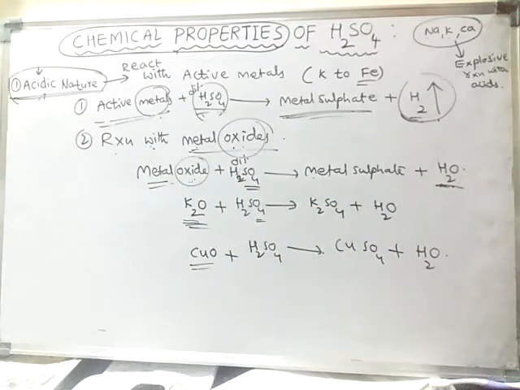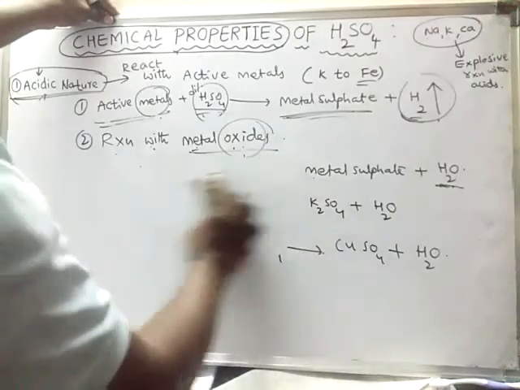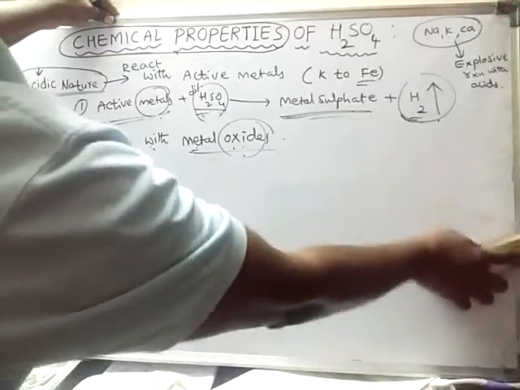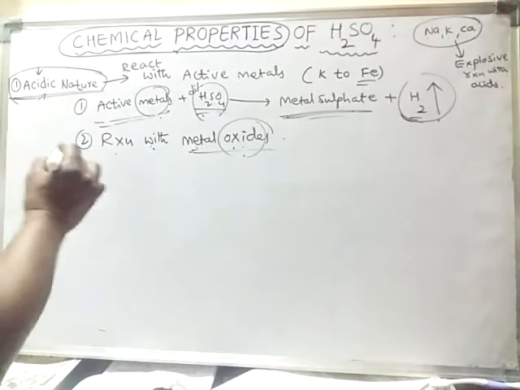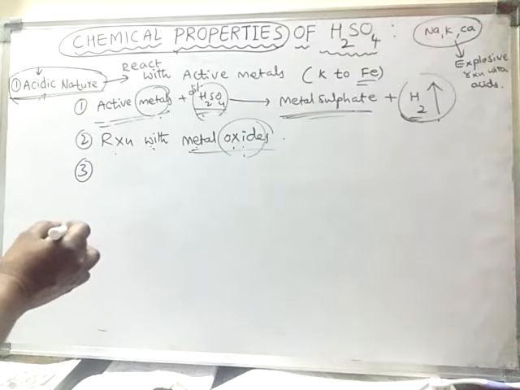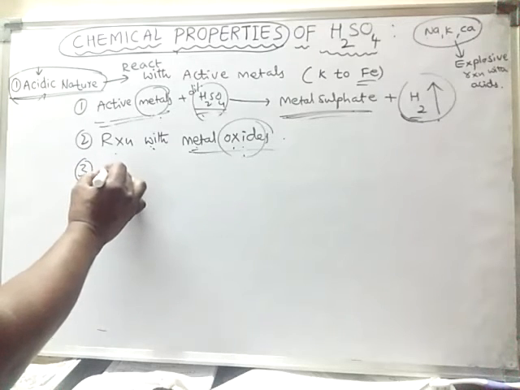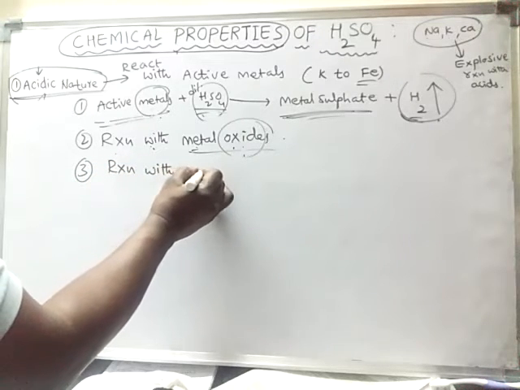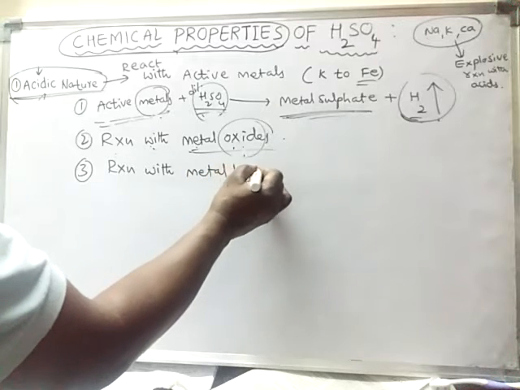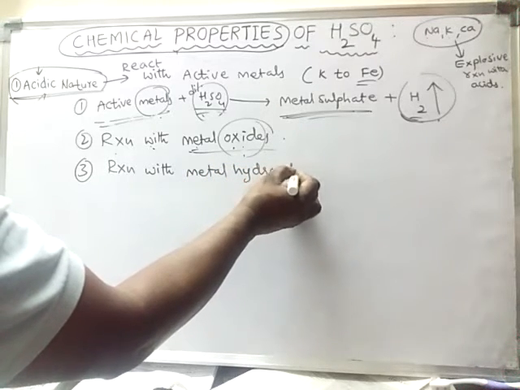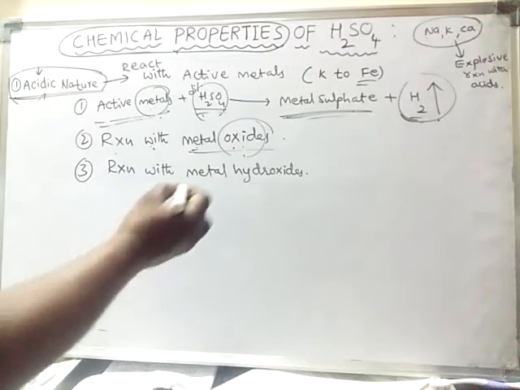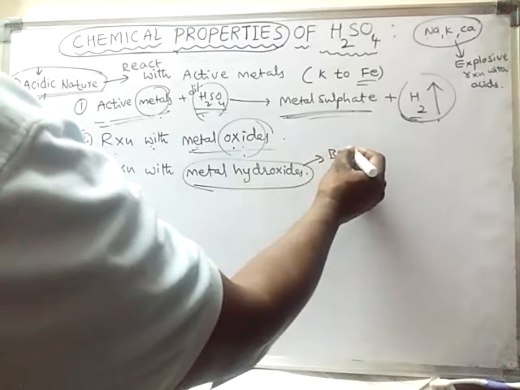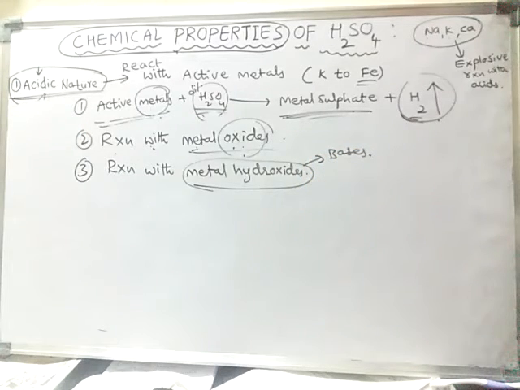Okay, right. Now the third type of chemical reaction is the reaction of dilute sulfuric acid with metal hydroxides. Metal hydroxides are nothing but bases. All metal hydroxides are bases.